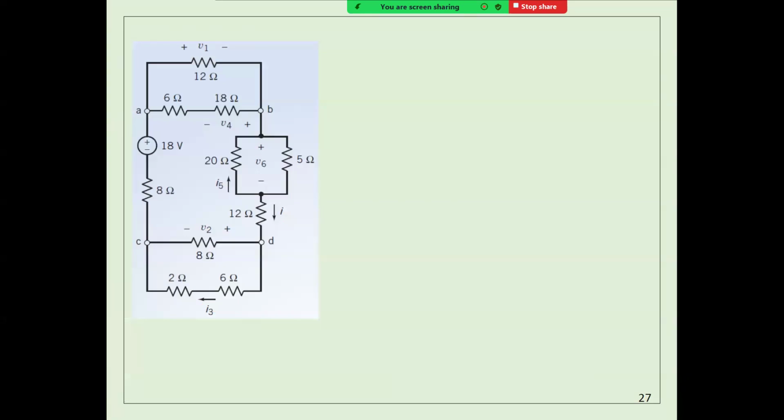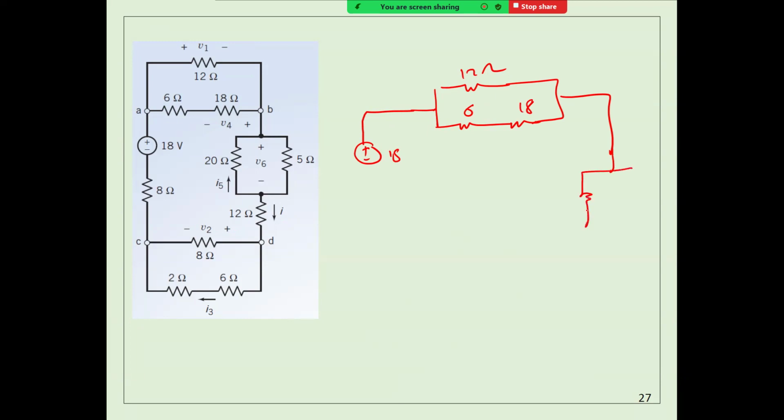It's the same circuit. Okay, so here you can see I have EG, and then it came this way, and then I had a resistance here, 12 ohm, and then I had this one 6, this one is EG. Okay, and then I have here 20. I have here 5, and then we have here 12.